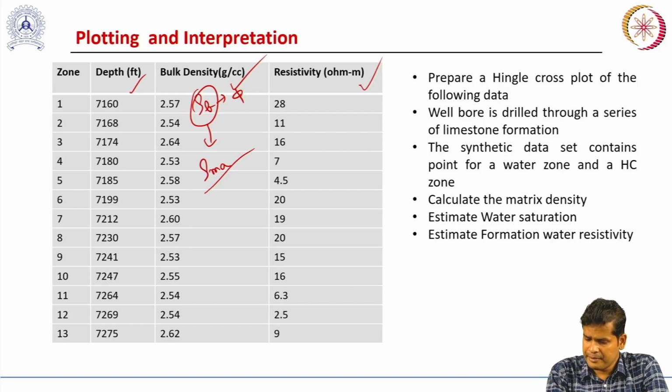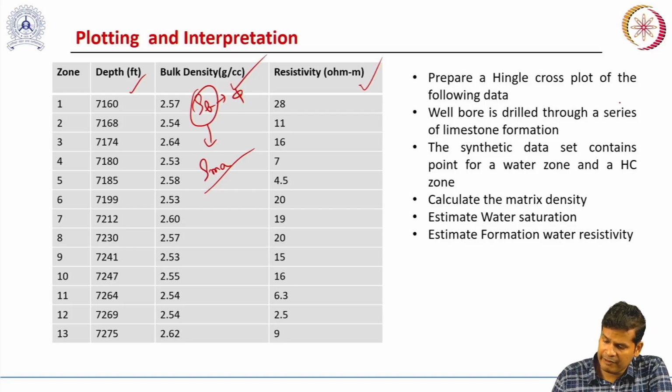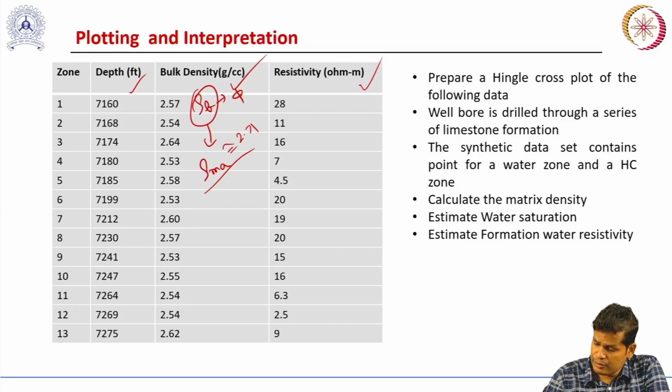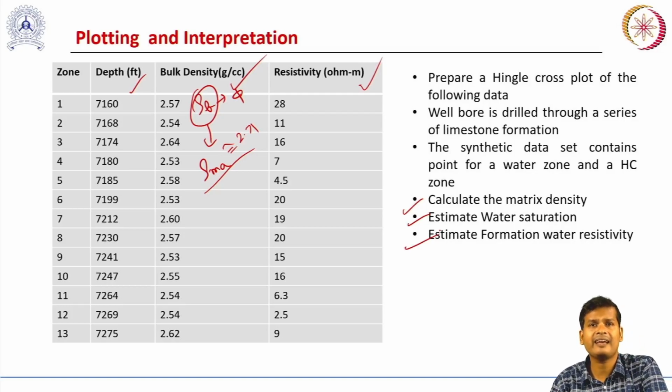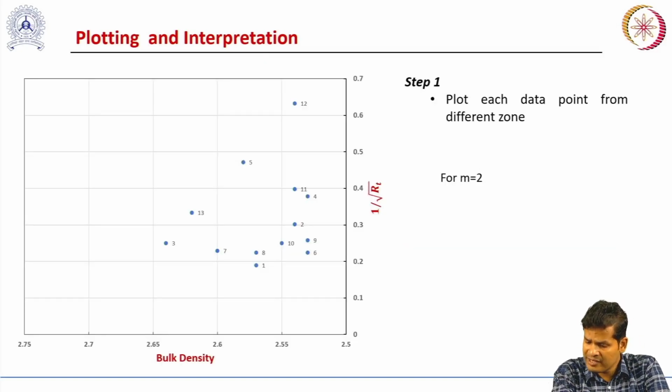So what we have to do is prepare the cross plot. The information is given that this well bore is drilled through a series of limestone formations. That means rho ma must be around 2.71. So we have to calculate the matrix density, the water saturation and the formation water resistivity as well. So the first step is to plot each data point from the different zones.